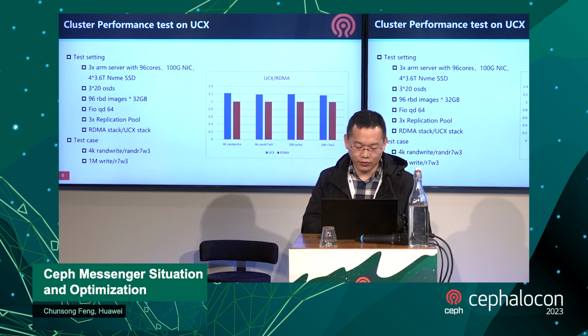For the cluster performance, we have tested. This is the test setting. We use FIO to test the cluster performance with RBDs with 3 replicas. So we can see the graph. We can achieve about 20% performance improvement.